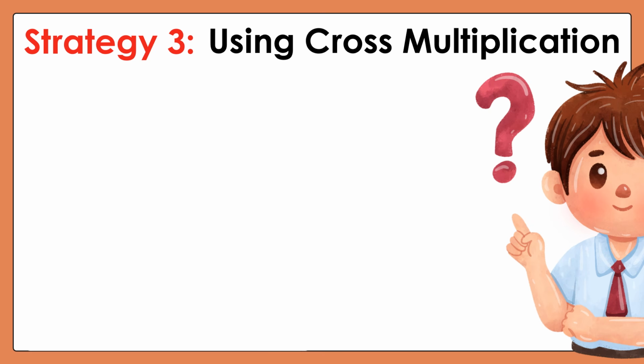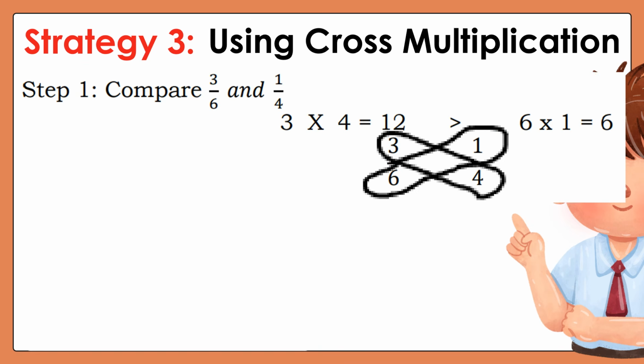Strategy number 3, using cross multiplication. Step 1, compare 3/6 and 1/4. 3 times 4 is equal to 12. 6 times 1 is equal to 6. Therefore, 3 times 4 is equal to 12 is greater than 6 times 1 is equal to 6.